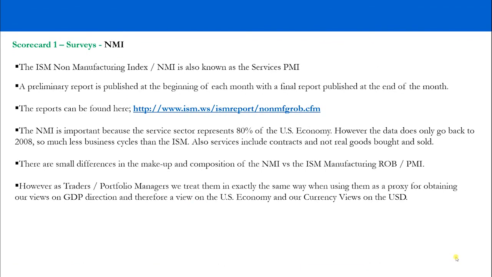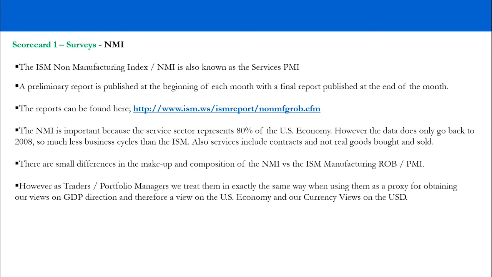So as we've already covered, the non-manufacturing index is all about the services sector. The preliminary report comes out at the beginning of each month. So there are 2 reports each month, a preliminary report that comes out at the beginning of the month, and a final report which is published towards the end of the month. And if you just go into the sources area again, you'll get the link.